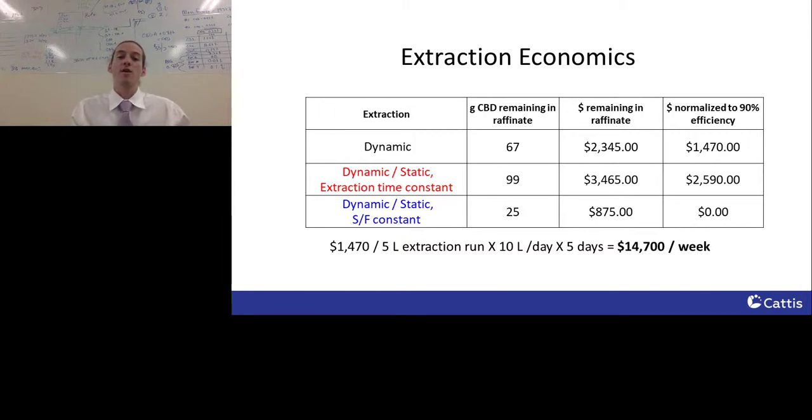Now in our lab, we're defining 90% extraction efficiency as acceptable. And so if we're normalizing all this to 90% extraction efficiency, and we're assigning a dollar value to how many grams of CBD we're leaving behind, in Vermont, full spectrum CBD runs around $35 a gram. And so on the dynamic run, we're leaving behind approximately $1,500.